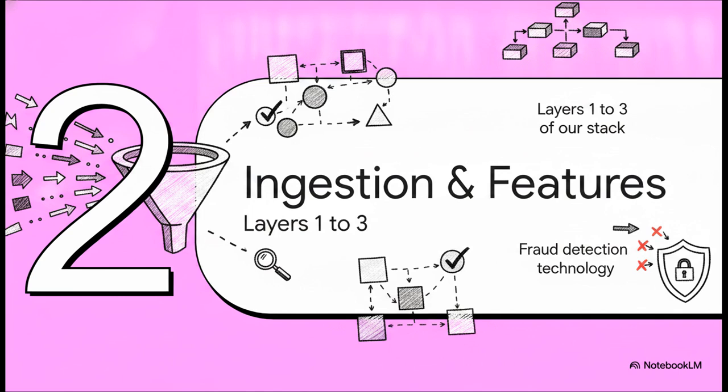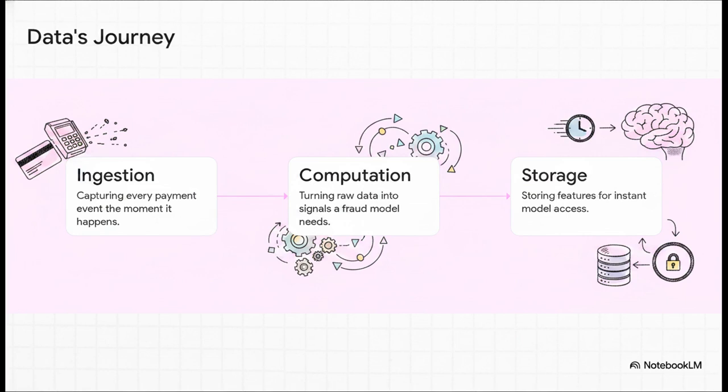Moving right along into phase 1, section 2, data ingestion and features. This covers layers 1 through 3 of our stack. Let's look at the data's initial journey. Step 1, transaction ingestion. Step 2, real-time feature computation. Step 3, feature storage. So the crucial point here is understanding how a raw event, like a simple everyday card swipe, actually becomes a usable, calculated signal that a machine learning model can ingest and understand, all before the customer even walks away from the terminal.